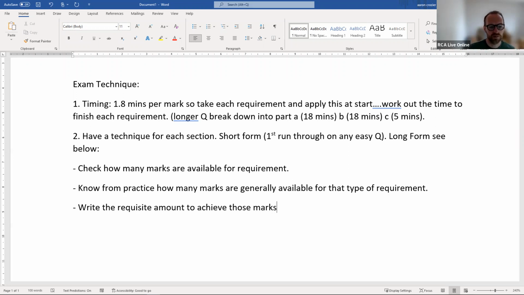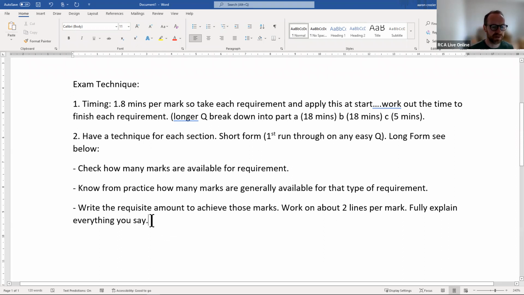Okay, so when you're doing that, work on about 2 lines per mark. And fully explain everything. Okay, fully explain everything you say.